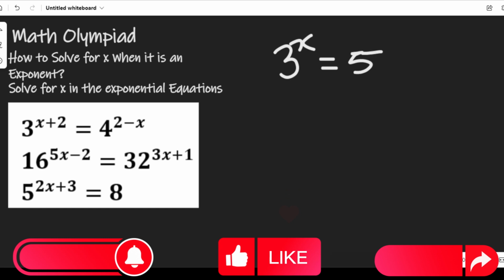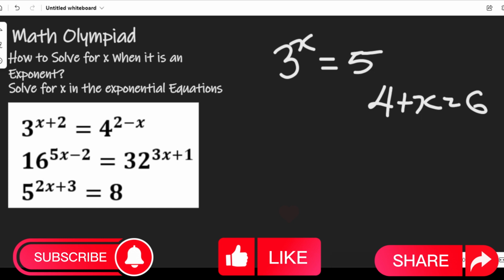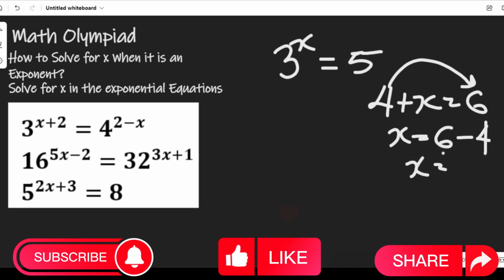Now, this question is very different compared to when you are asked to solve for x and you are given 4 plus x equal to 6. All you do is what? Over here, you take 4 over to the other side, which will be equal to 6 and it becomes negative 4. And then your x is equal to what? 6 minus 4, that will be equal to 2.